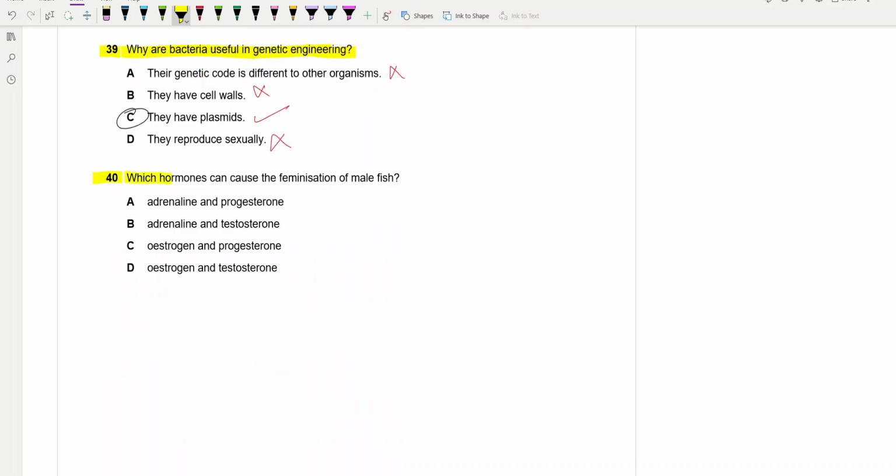Question number 40. Which hormones can cause the feminization of male fish? So the hormones that cause feminization are estrogen and testosterone. So the correct option would be option C.